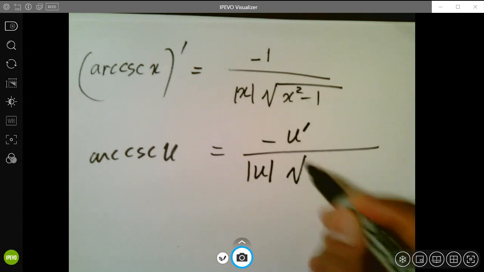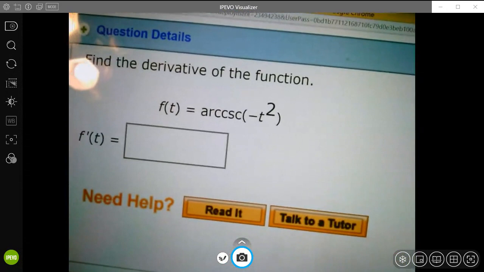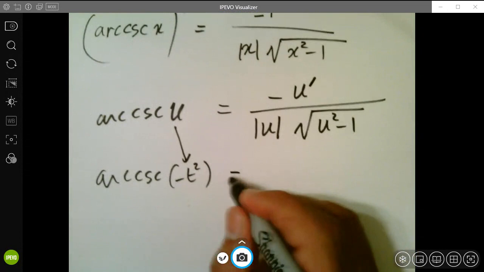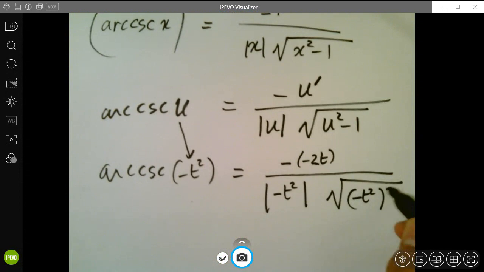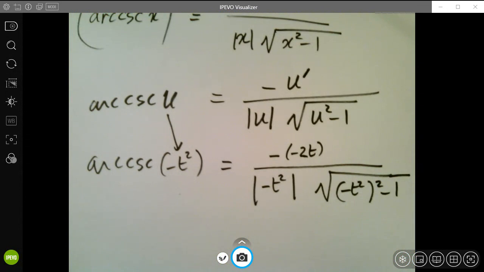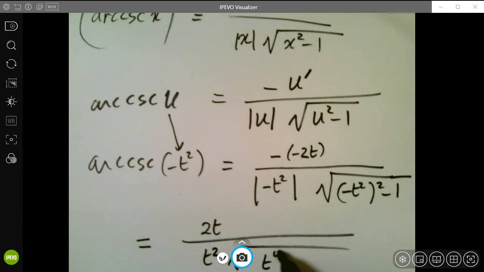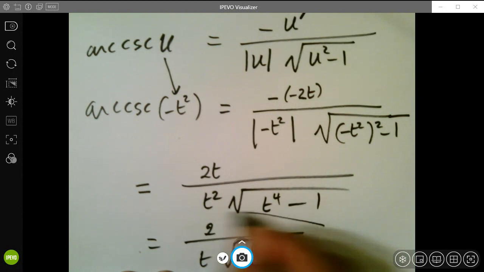Again, it's chain rule, but what do I have? If you see this, you have arc cosecant of negative t squared. So u is negative t squared, and u prime will be minus 2t. If you plug this in, you can simplify. This is just 2t over t squared, and t over t squared is 1 over t, so it will be 2 over t. Okay, that's what you will get.